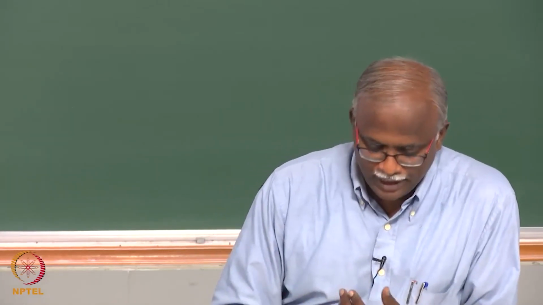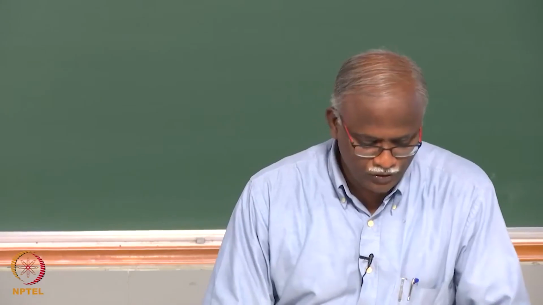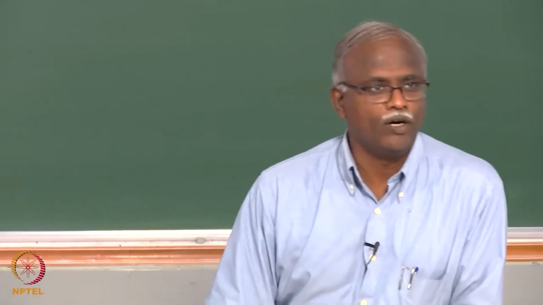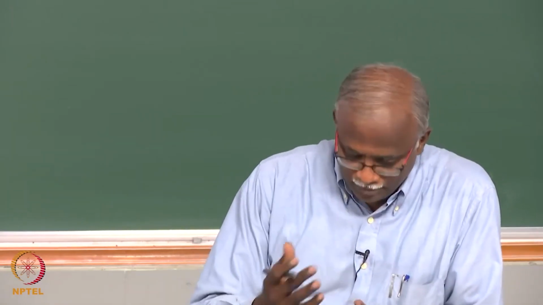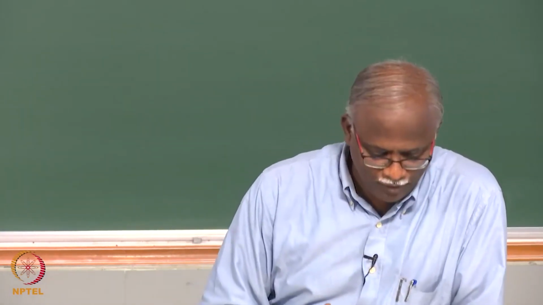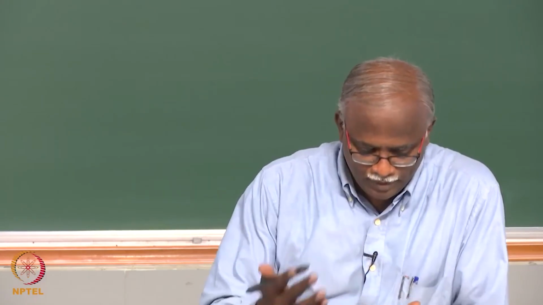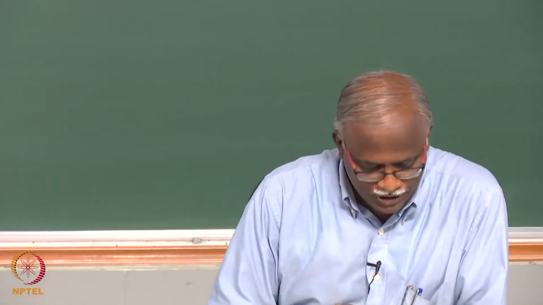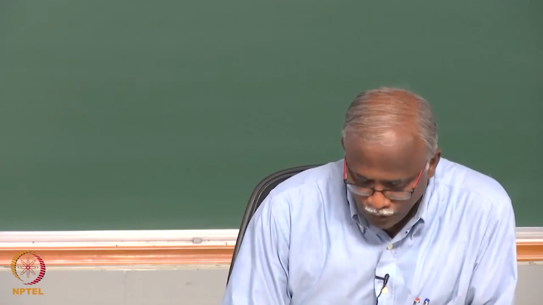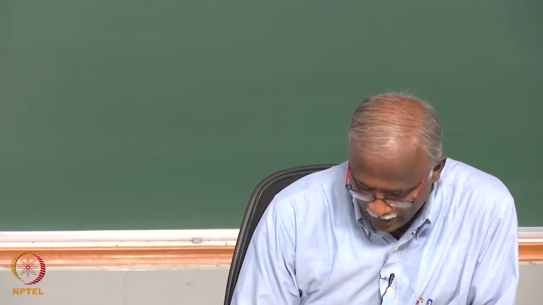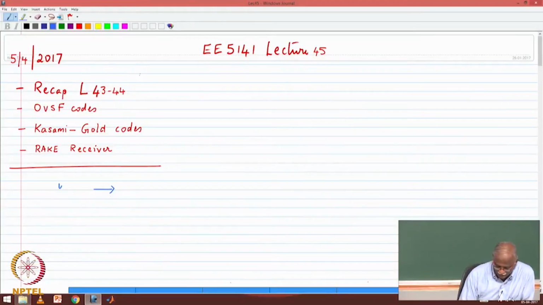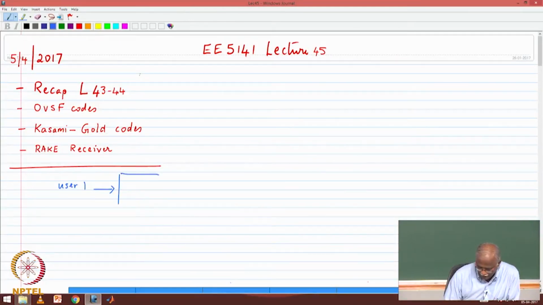So maybe even to begin with, if I were to ask you to draw the block diagram of a multi-user spread spectrum system, based on the concepts that we have already studied so far, I think that would be a very good exercise. So this is how it would go. For user 1, you would have the information bits, and you would map them onto a symbol.